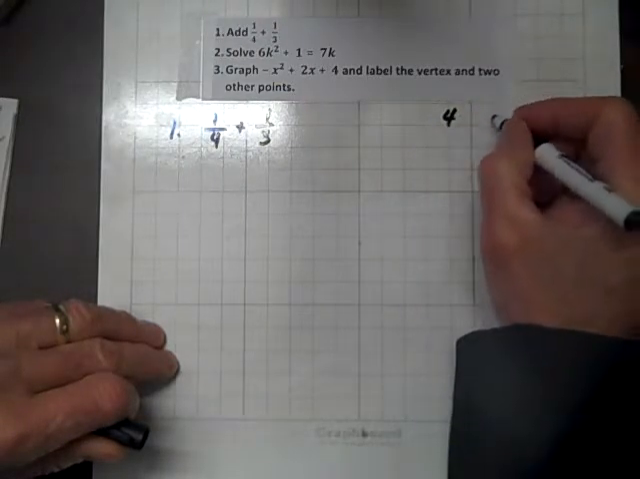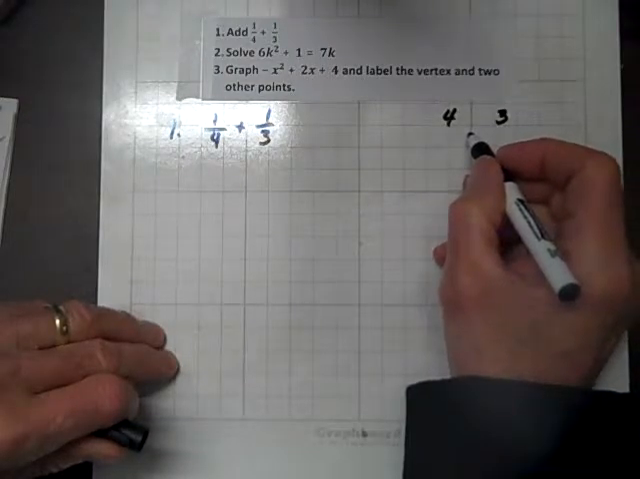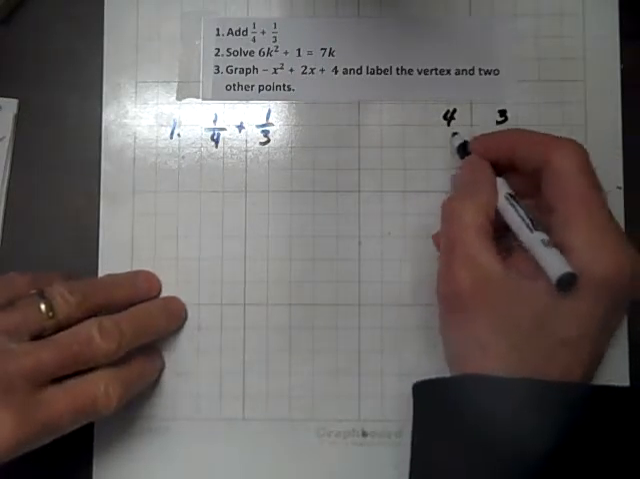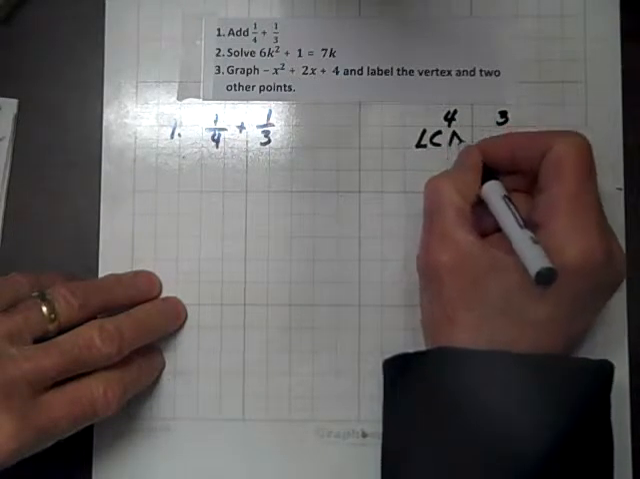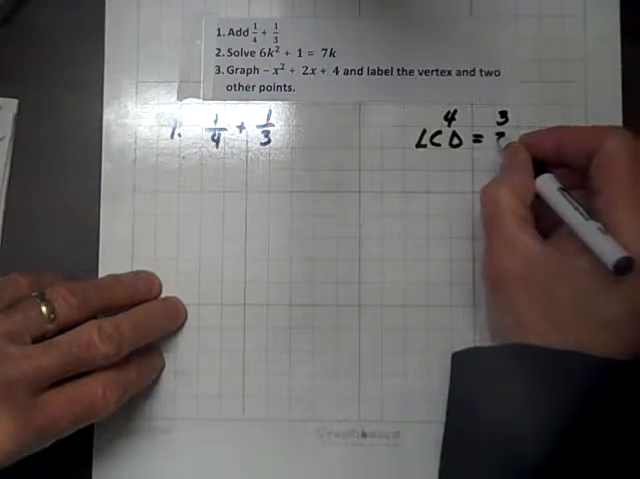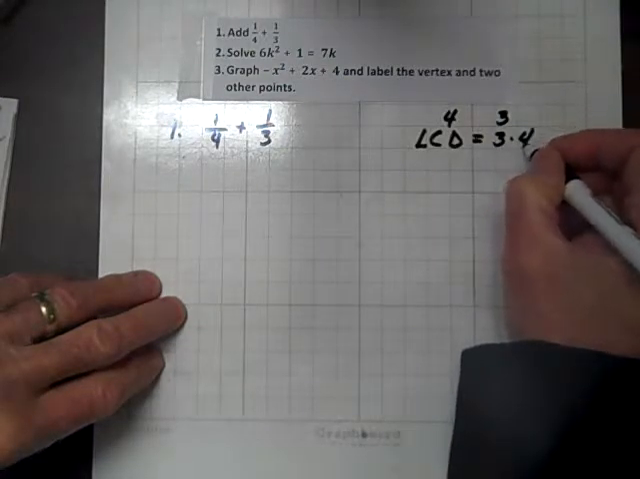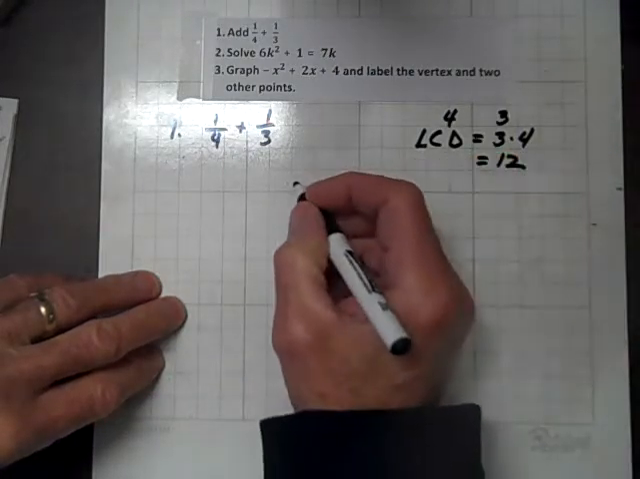So the two denominators are 4 and 3, and since they are relatively prime, they have no common factors, and then we know the LCD, least common denominator, equals the product of these two denominators, 3 times 4, which is 12.